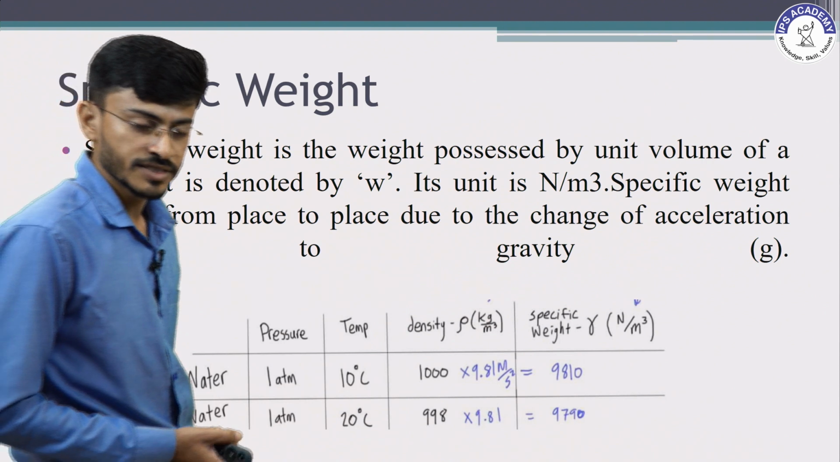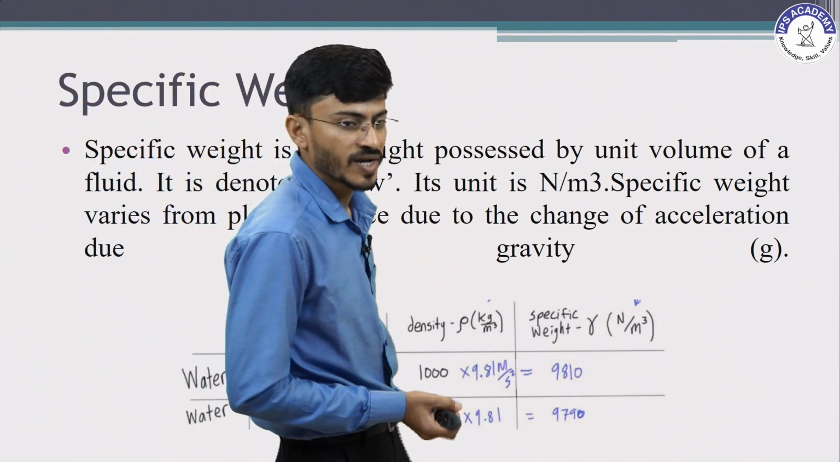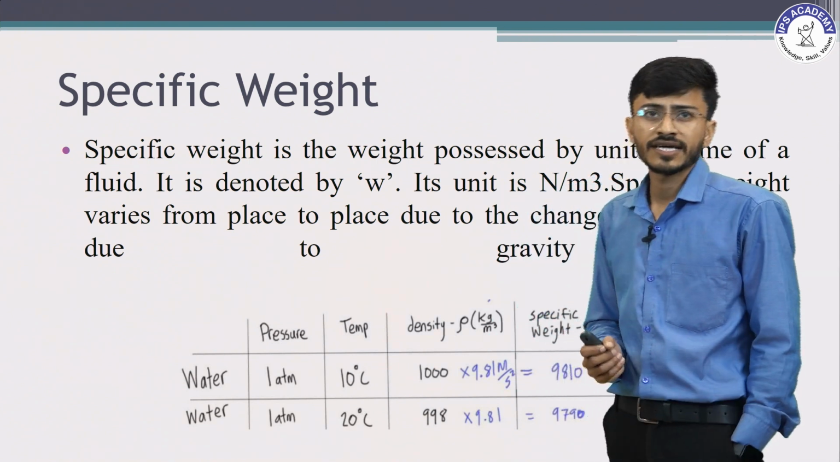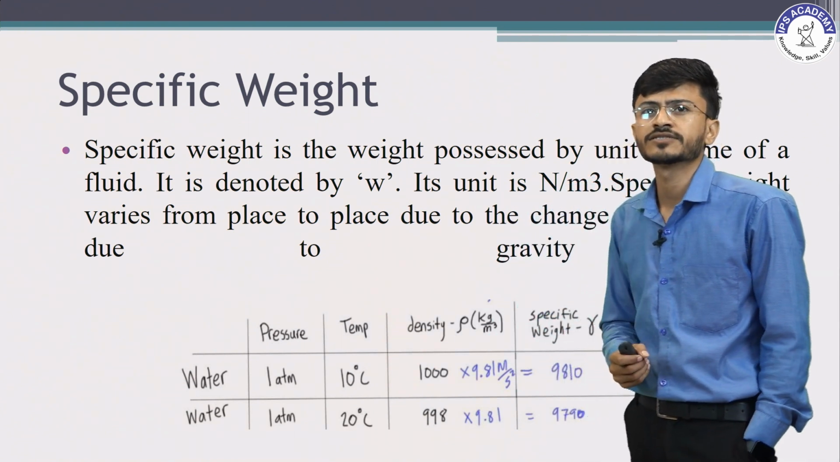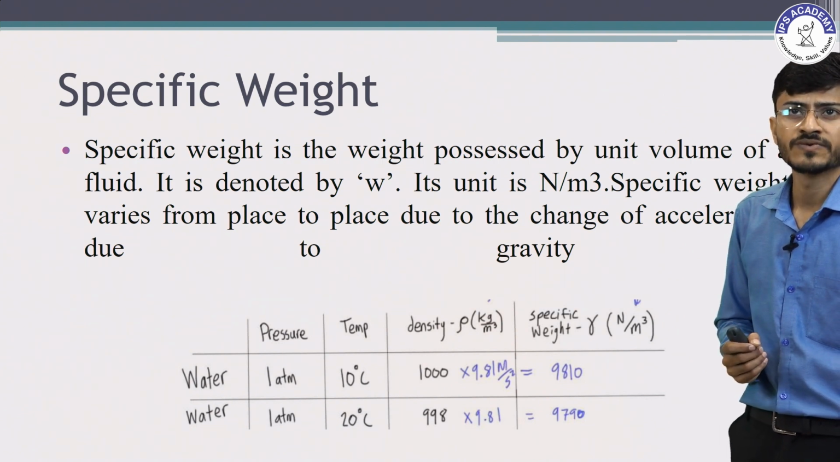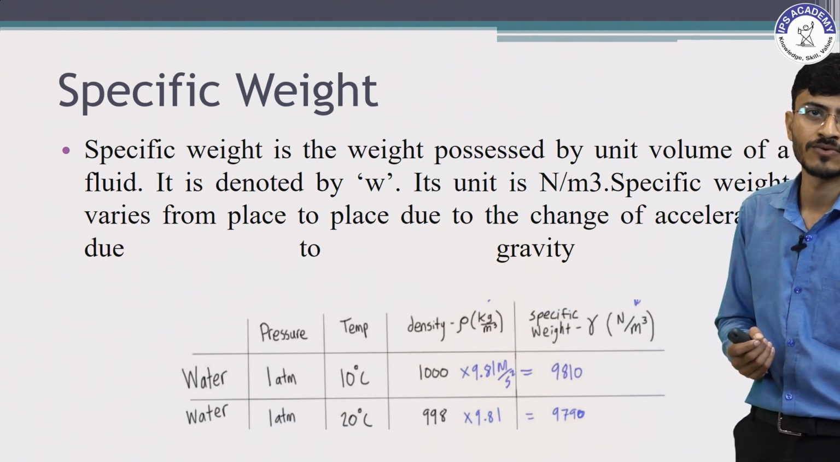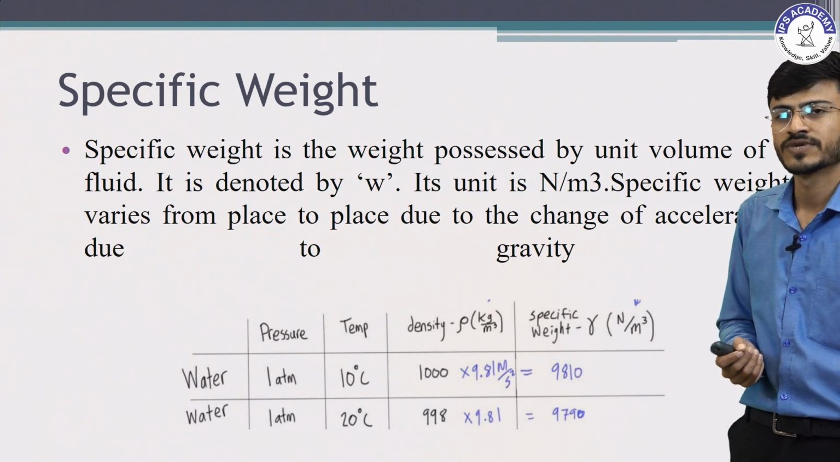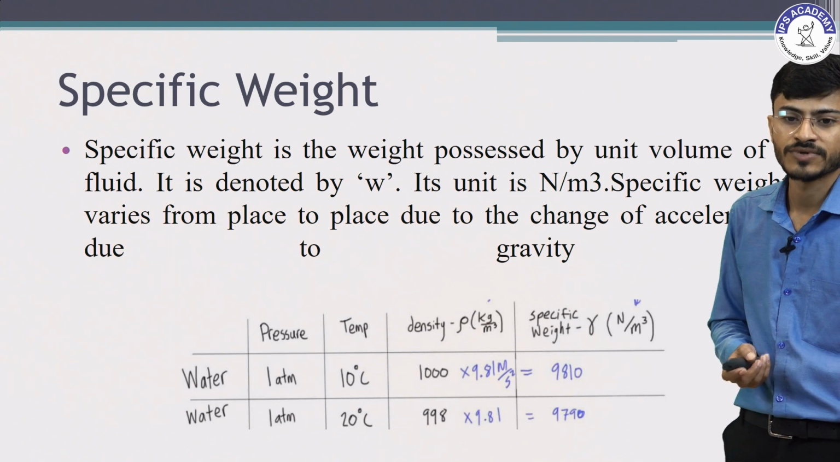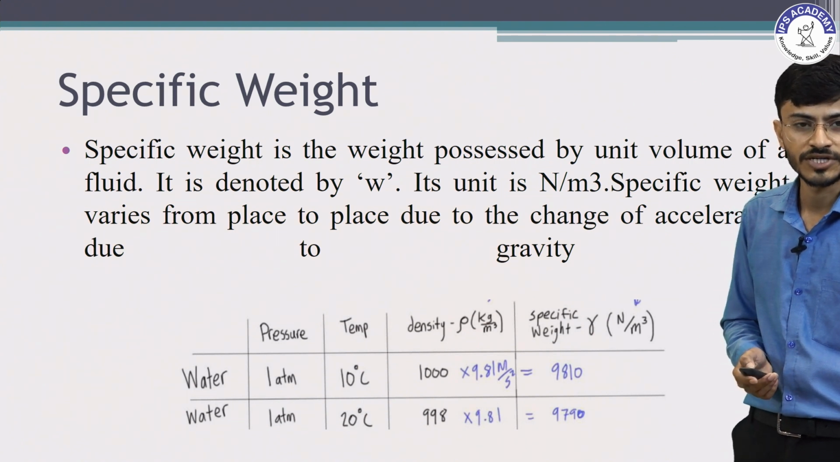it will come to 9810 Newton per meter cube. In the second case, we have taken water at 1 atm pressure and 20 degree Celsius. The density at 1 atm and 20 degree Celsius is 998 kg per meter cube. So to find the specific weight of water at 20 degree Celsius, we multiply it by 9.81, and it will come to 9790 Newton per meter cube.